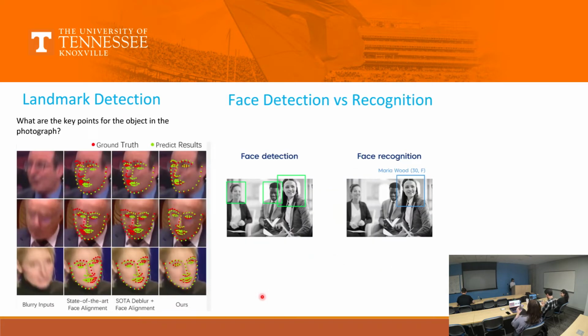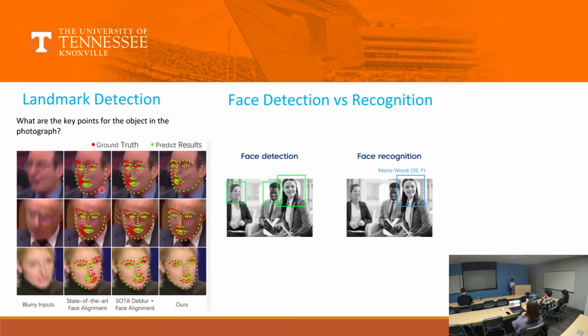Another task that your machine learning, your computer vision, can do is landmark detection. So what is landmark detection? In an image, what are the key points for the object in the photograph? So you see an image here. In this one, what are the key points? You see that they have drawn these key points. That means even if you have a blurry image, from a TEM perspective, you are able to find the key points from the image.